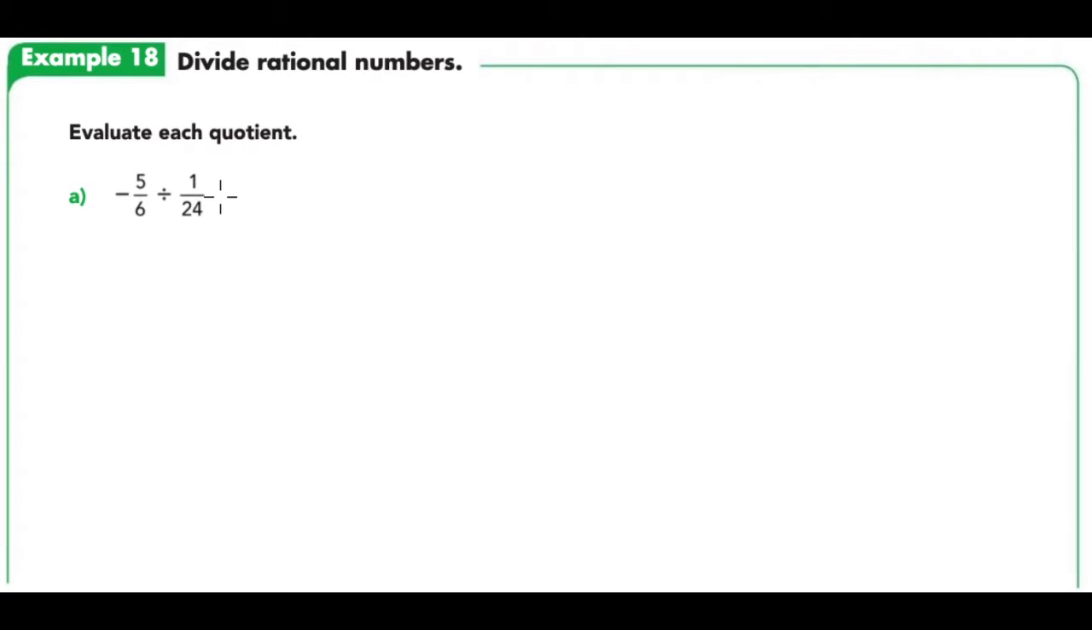So in our first problem here, we have a negative 5/6 divided by 1/24. So we are going to end up with a negative answer because it's a negative divided by a positive. So I'm going to mark that off on the side already. Then I'm going to start with 5/6 divided by 1/24.